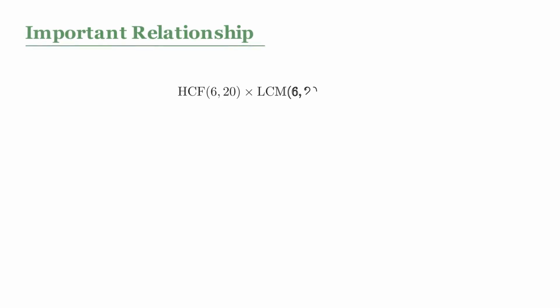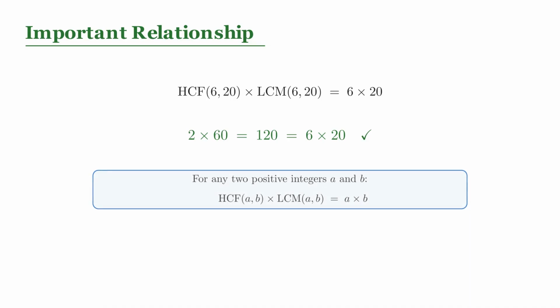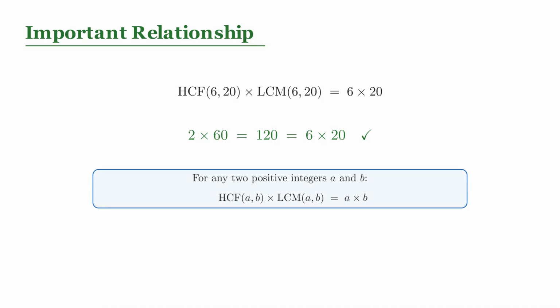Notice that HCF times LCM equals the product of the original numbers. 2 times 60 equals 120, and 6 times 20 also equals 120. In fact, for any two positive integers a and b, HCF times LCM equals a times b. This gives us a fast way to find the LCM once we know the HCF.